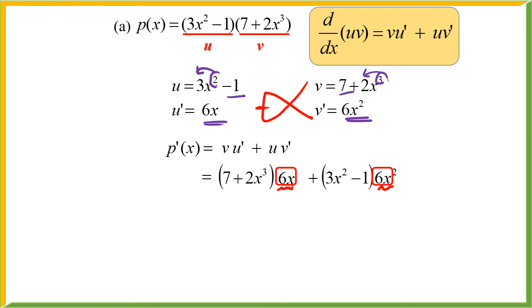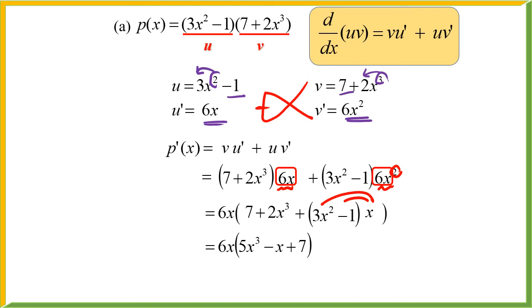So you can expand and then simplify everything, or you can just factorize out the common factor for each of the terms here, each of the expressions. So if we factorize out the 6x, we have in the bracket 7 plus 2x cubed plus, what's left is 1x, so it will be 3x cubed minus x, or you can just expand later lah. But step by step will be 7 plus 2x cubed plus 3x cubed minus x. So 2x cubed plus 3x cubed will be 5x cubed. And then minus x here, and then plus 7. So the answer is 6x multiplied by 5x cubed minus x plus 7.